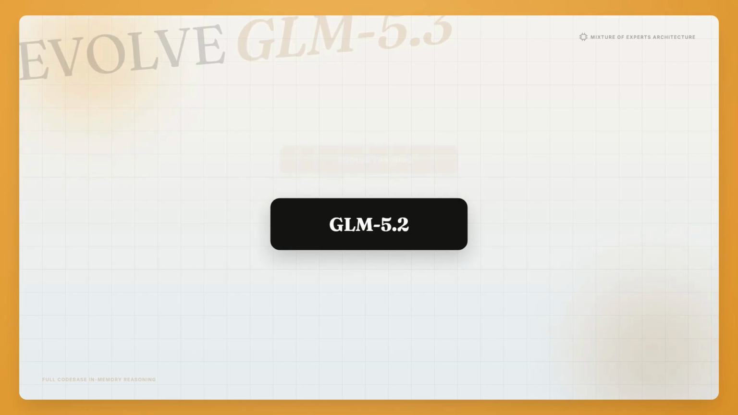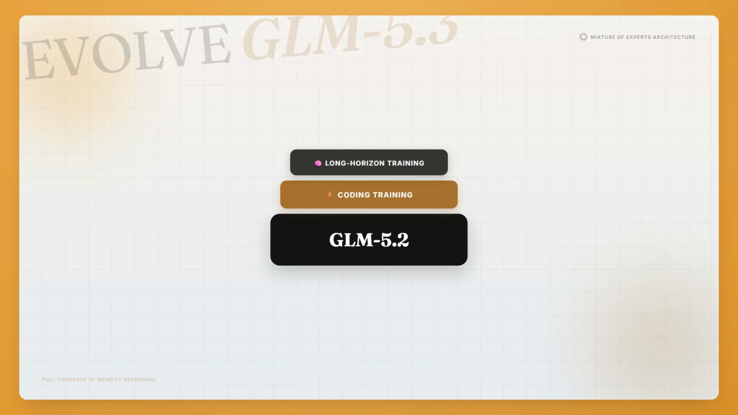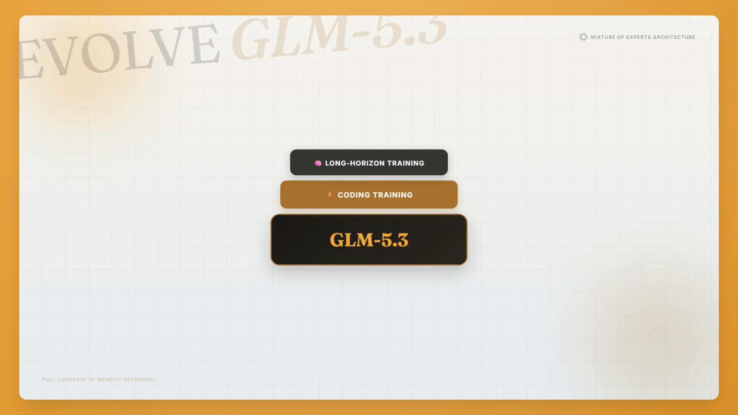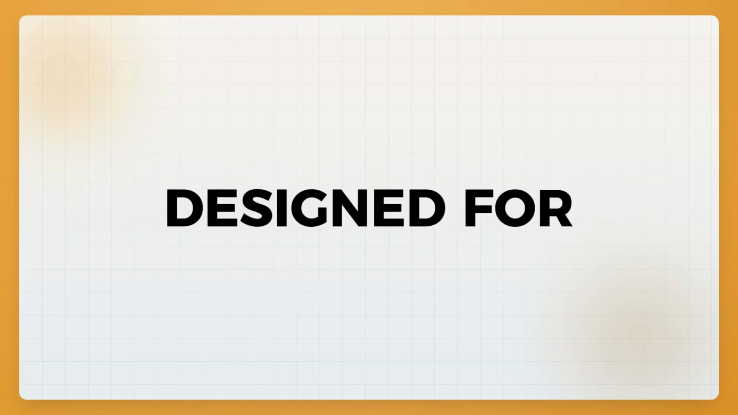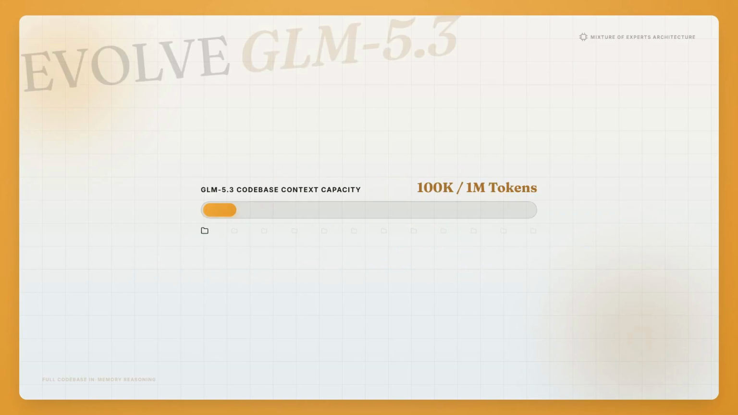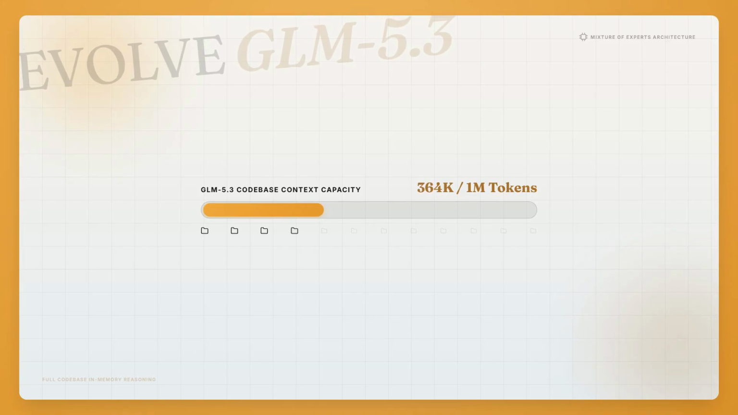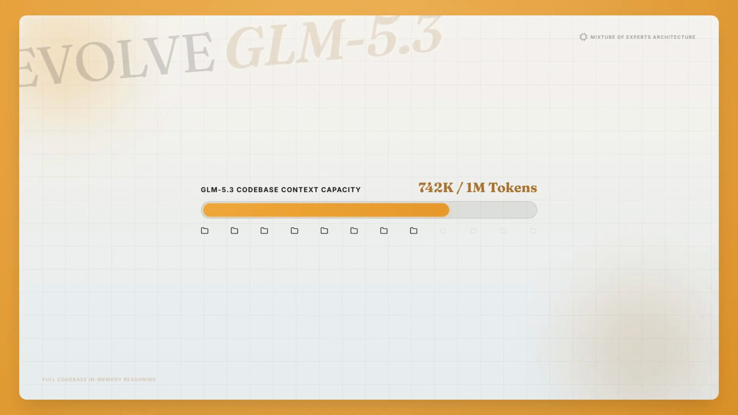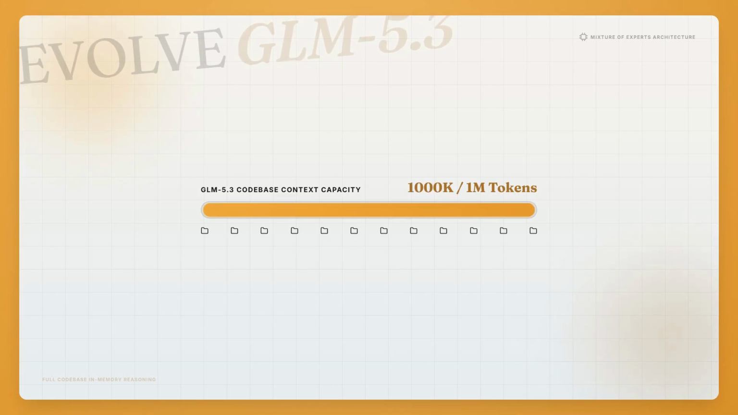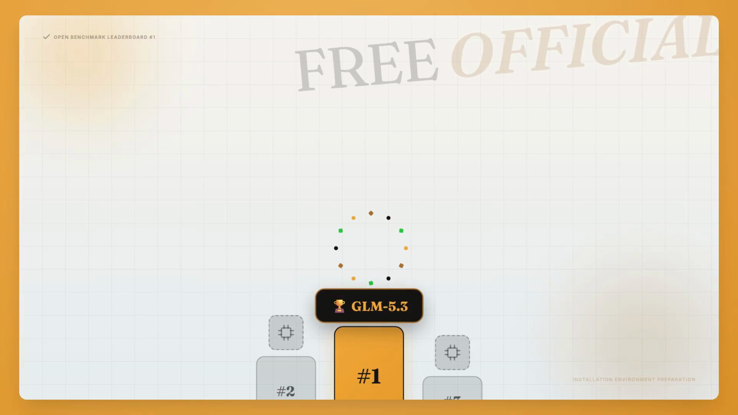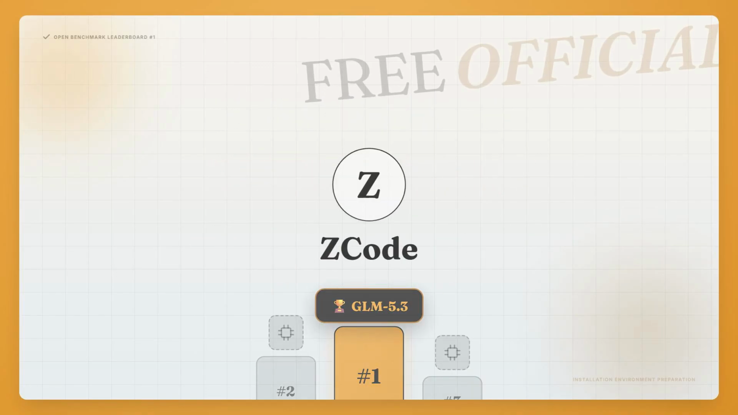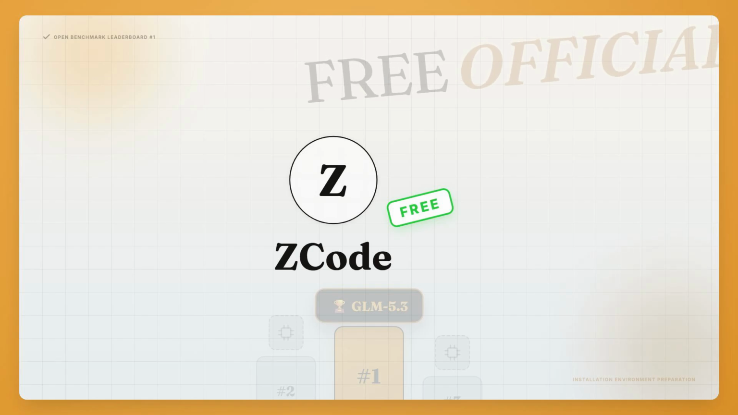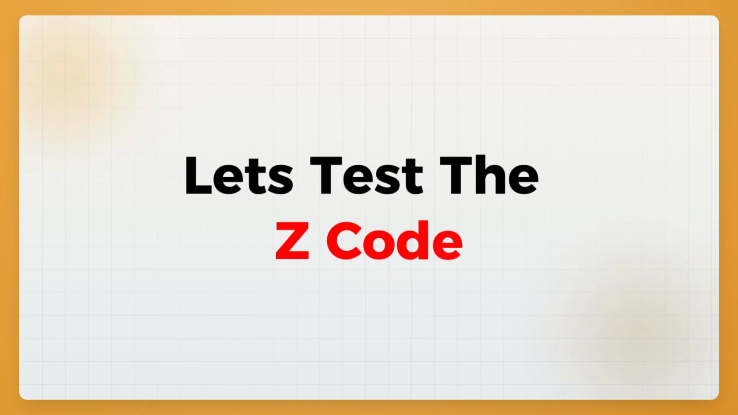Now, the model behind it, GLM 5.3. This is Z.AI's latest release, and it's built on the same large mixture of experts base as its predecessor, GLM 5.2, but with heavy additional training focused specifically on coding and long horizon tasks. It also supports a massive context window, up to 1 million tokens, which means it can realistically hold an entire codebase in memory while it works. In short, GLM 5.3 is currently one of the strongest openly available coding models out there, and ZCode is the free, official way to actually use it for real development work. That's exactly why we're testing it today.